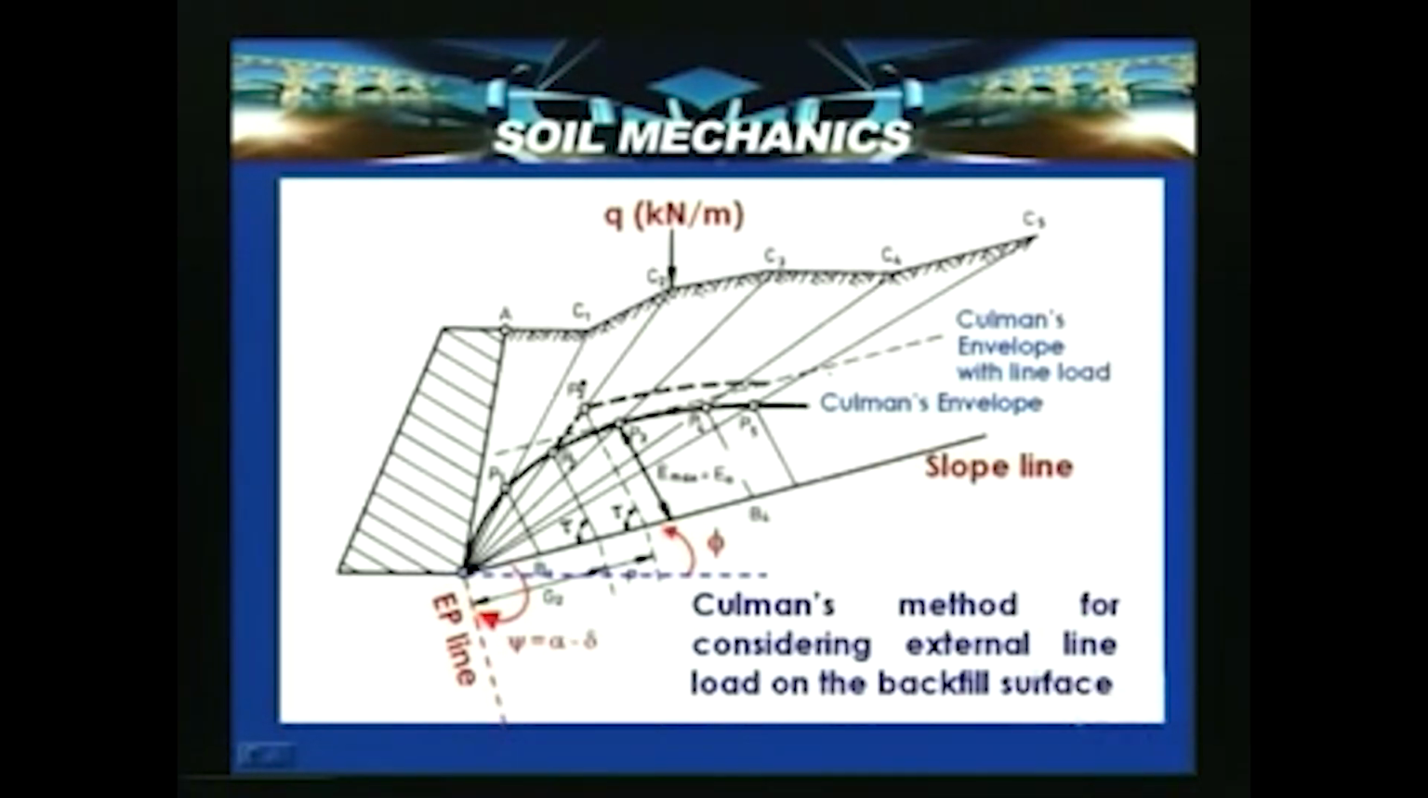So this is for extending external line load on the backfill surface. From the heel of the wall, draw innumerable number of surfaces, but make sure that your wedge line passes to the point C1 and C2 is the location.